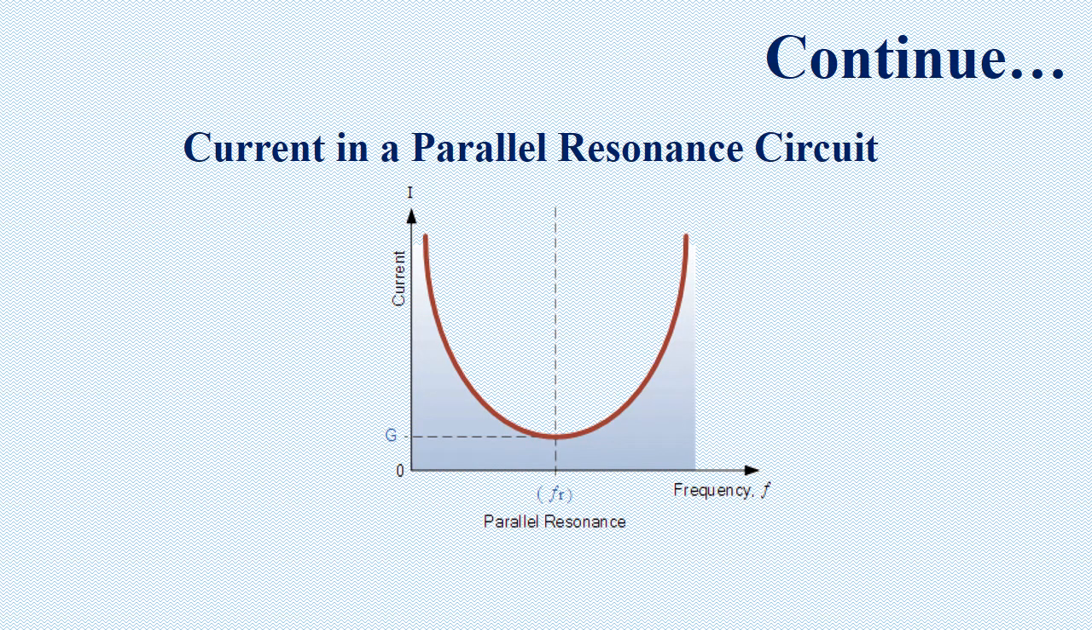Here we have the current diagram of parallel resonant circuit. We know that the impedance and the current have an inverse relation. So at the lower frequency we have a higher amount of current, and at the resonant frequency we have a lower amount of current, and then if I increase the frequency, our current value moves towards the higher position.